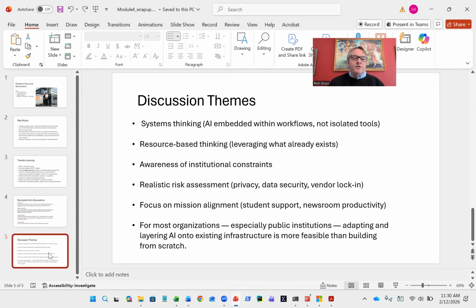And of course, always focus on mission alignment. That is, some people are in business as student support. Some people, newsrooms have to be very productive now. The staff is getting smaller and smaller. So really, lots of great thinking about what is it that we actually do here, and making sure that any kind of technology adoption that we have is going to serve those larger purposes.